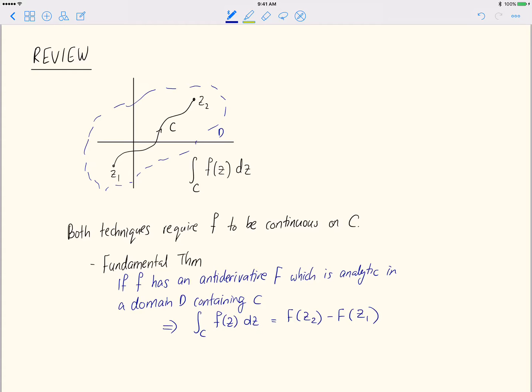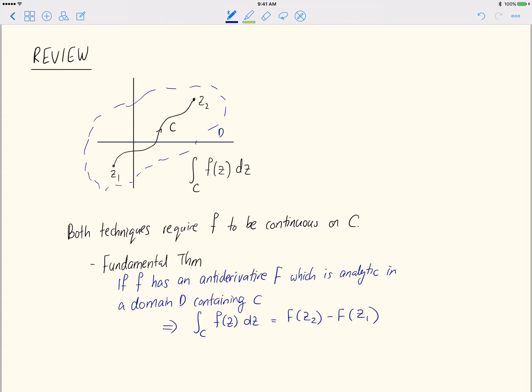So this is a very nice result, very nice in the sense that it resembles what we learned in first year, and if you can use this fundamental theorem, then of course you go ahead and use it. But sometimes you get a function where it may not have an antiderivative, or maybe its antiderivative is hard to calculate. In that case, you can use a second technique.